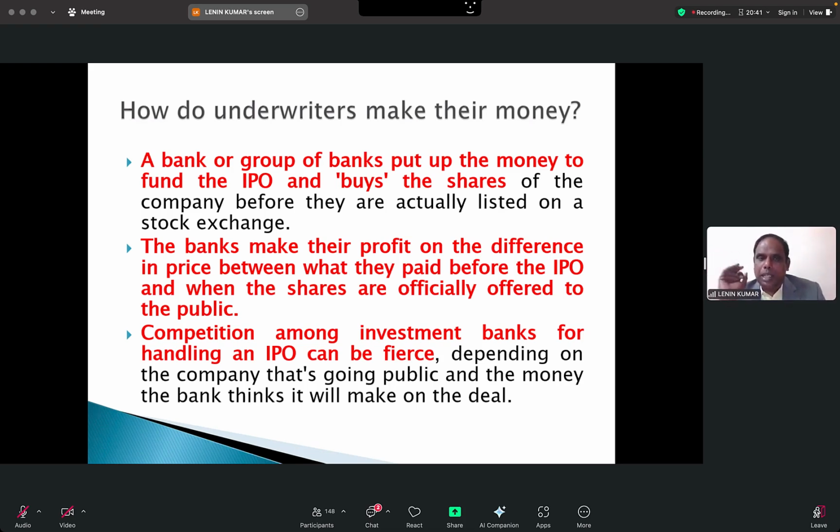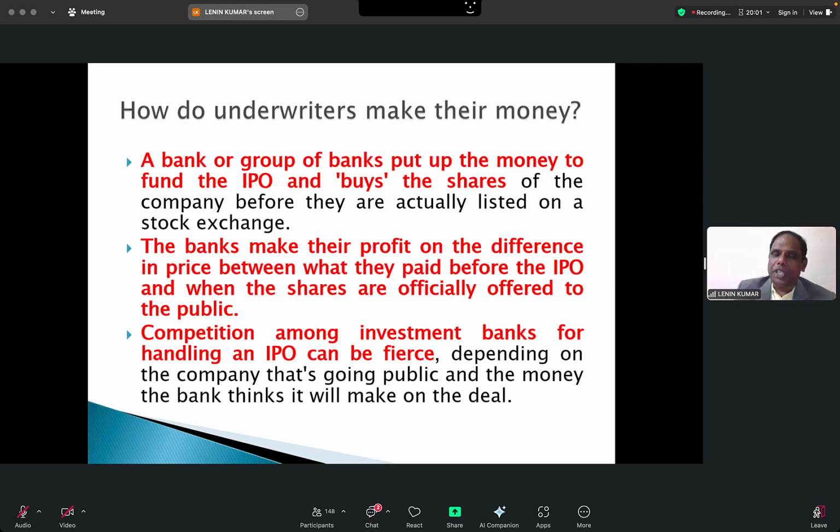Now what happens? The banks make their profit on the difference in the price between what they have paid before the IPO and when the shares are officially offered to the public. See, now NBD purchased for 100 dirhams. When the share is listed in the market, suppose it is going to open at the price of 150, NBD purchased at 100 and is going to sell it for 150. So per share, NBD is going to get a profit of 50 dirhams. I hope this particular point is very clear. So in such a way, NBD will make money.